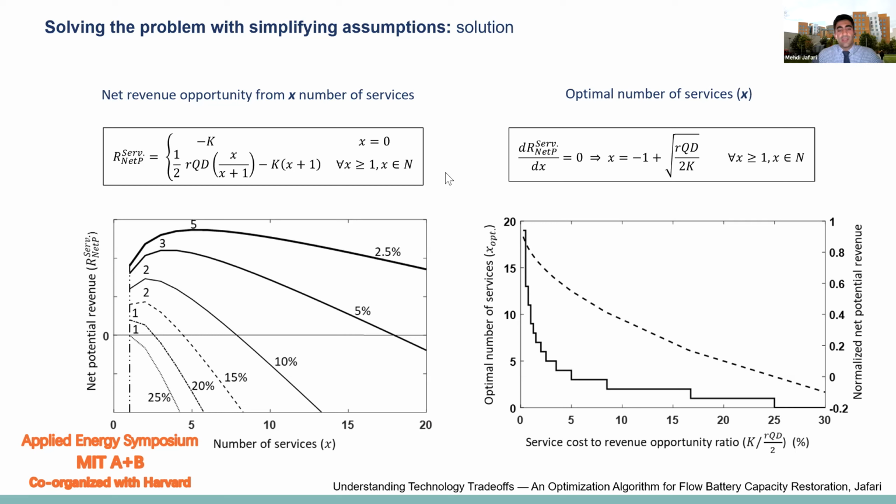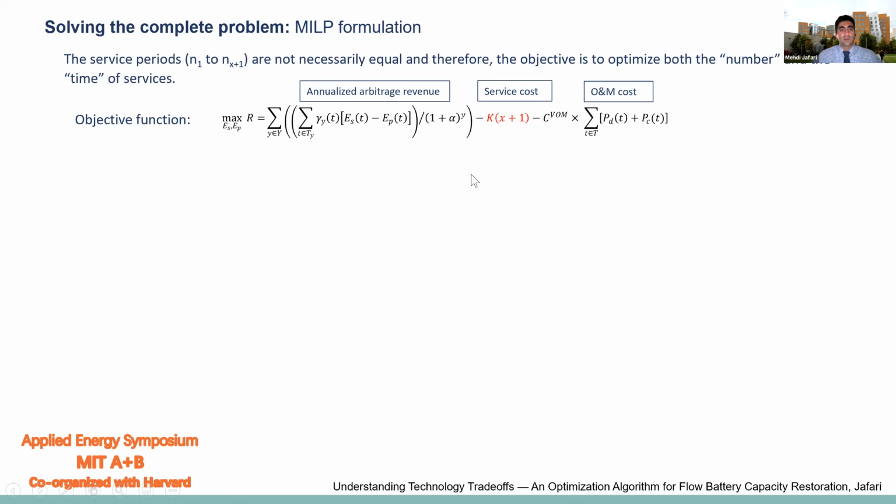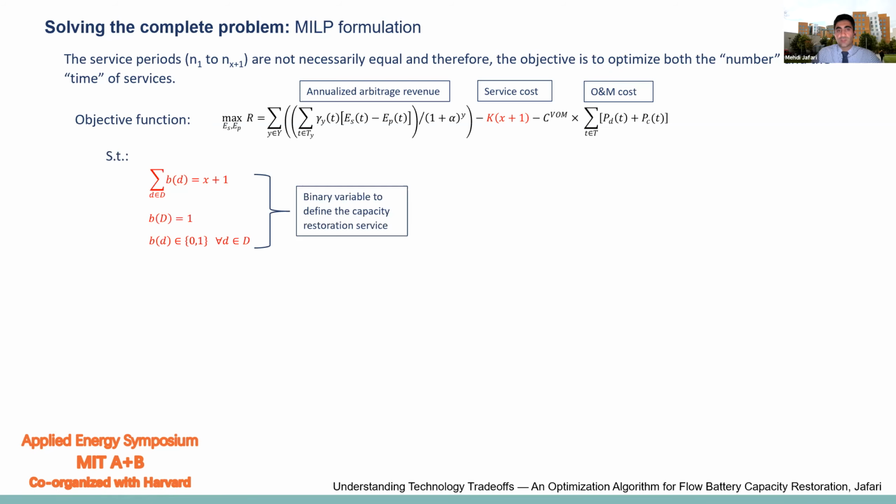So we move on and try to develop the complete problem in an optimization form. We developed a mixed integer linear programming formulation for the problem. We assume at this time that the service periods N1 to N(X+1) are not necessarily equal. So the objective is to optimize both the number of services and also the time of each service. Here we have the objective function equal to annualized arbitrage revenue in different years, minus the service cost, and also minus the operation and maintenance costs. This objective function is subject to a set of constraints.